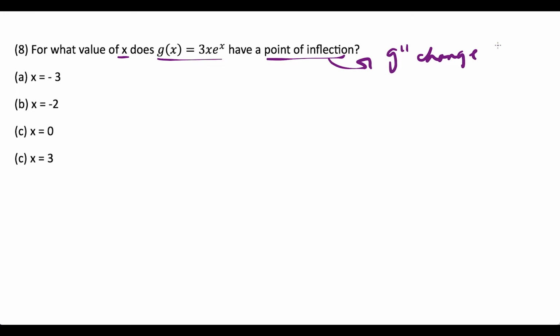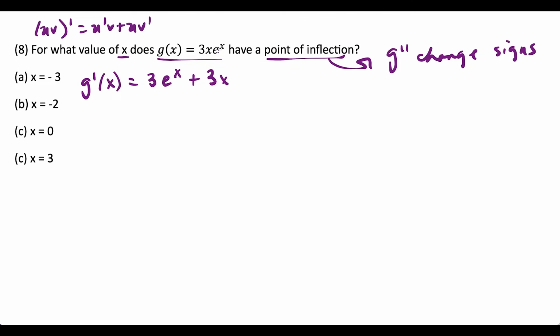Okay, so this is something that you have to show up to the AP test knowing your vocab, and point of inflection tells you to find the second derivative. So we have g prime of x, and here we're going to use the product rule. The product rule is u prime v plus uv prime. So let's do that here. So we have the derivative of 3x is 3 times e to the x, plus we have 3x times the derivative of e to the x is e to the x.